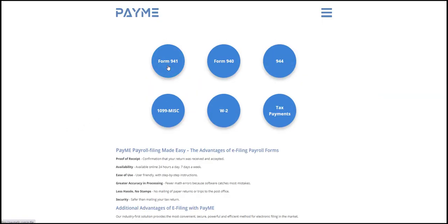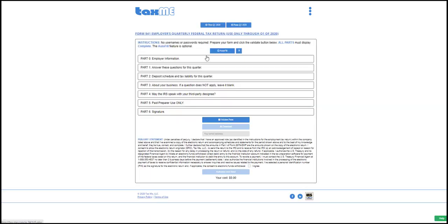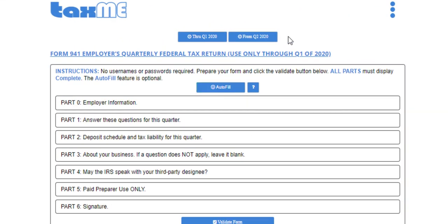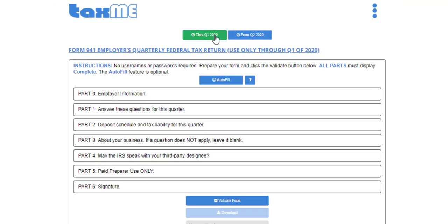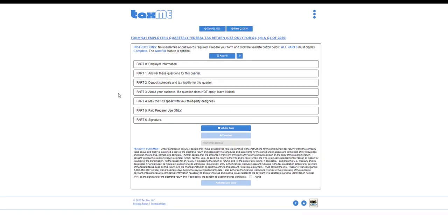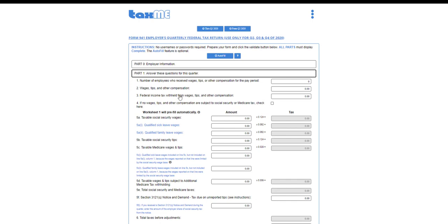From here, click e-file, the 941 button, and then click 941 again to get to the US version. On the top of the form, click Form Q2 2020. This other button is for the historic version of the form. What I like best about this solution is how simple it is to use. You can expand and collapse parts as necessary by just clicking on them.